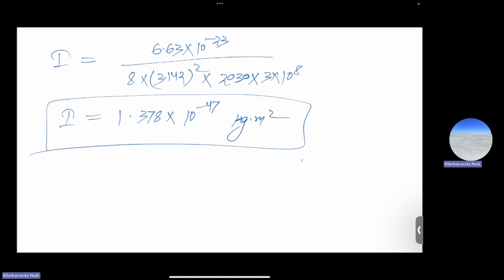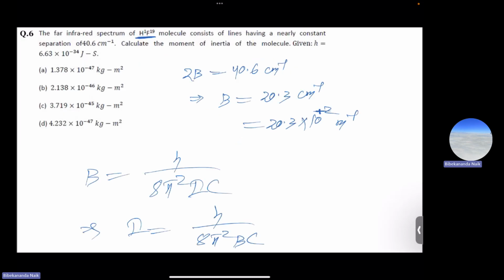So this is the expression for the moment of inertia of the molecule. This question is pretty much straightforward. The separation of 40.6 centimeter was nothing but the value of 2b. So from that value we can calculate the value of b. Once you calculate the value of b, the expression is pretty much straight. So B is h by 8 pi square IC, so I will be h by 8 pi square BC. If you put all these values, you can easily calculate the moment of inertia as 1.378 into 10 to the power minus 47 kg meter square. I hope this is clear to you.